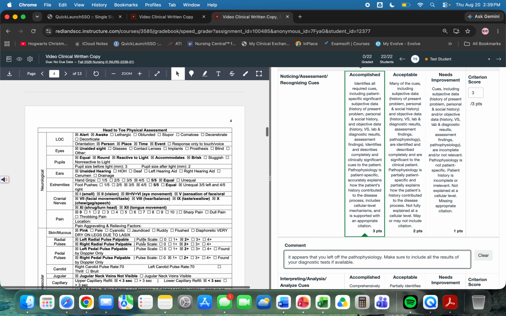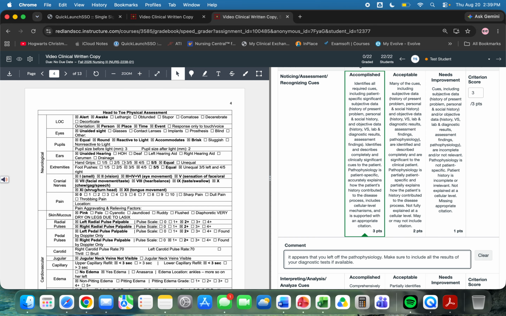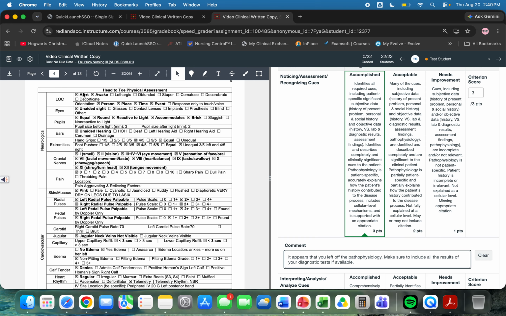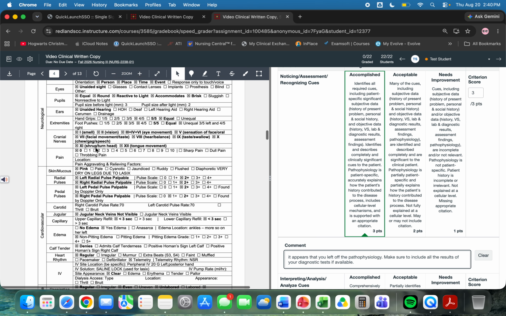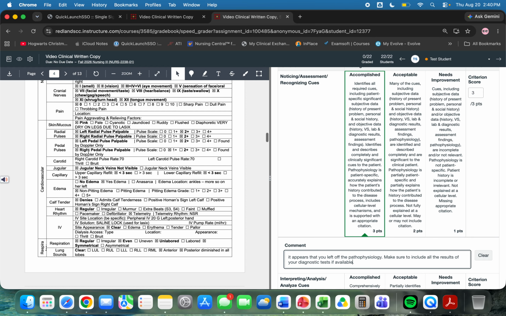And then really the last part of this top piece is the assessment. So we want to make sure that she did a really thorough assessment. So it looks like she filled out her level of consciousness. It looks like her neuro assessment is pretty good. It doesn't look like I see anything in there that she left off. I could get a pretty good picture of this patient just by looking at that.